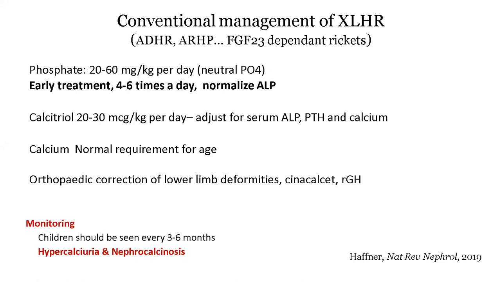In addition to phosphate, we need to give calcitriol because FGF23 inactivates calcitriol. So calcitriol is given and it is adjusted to the serum levels of PTH and ALP. Calcium requirement is normal as per the age, but despite all these treatments, these patients need orthopedic correction of the lower limb deformities. And in resistant secondary hyperparathyroidism, we might have to use cinacalcet. And for short stature, we can use recombinant growth hormone till the epiphyses have not fused. Monitoring is very important. Since we are giving calcitriol, we need to monitor the patients for hypercalciuria and nephrocalcinosis.